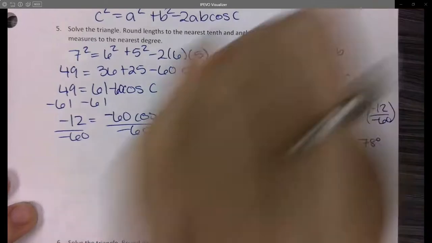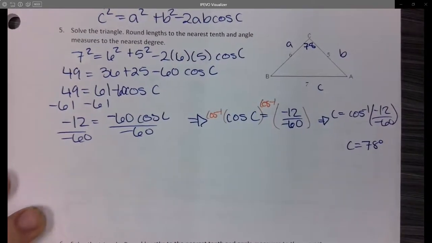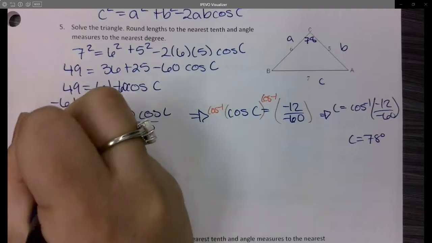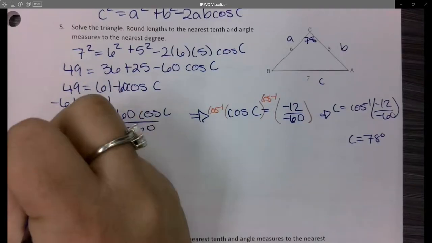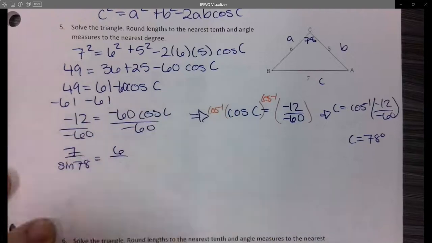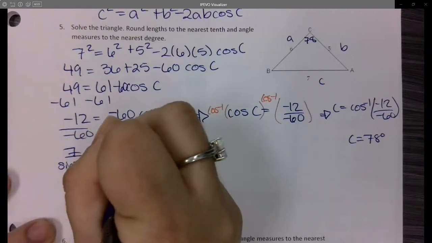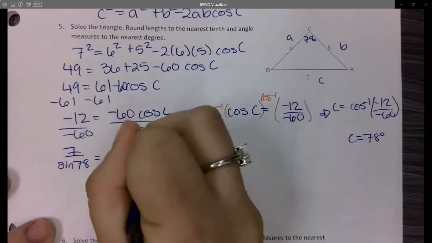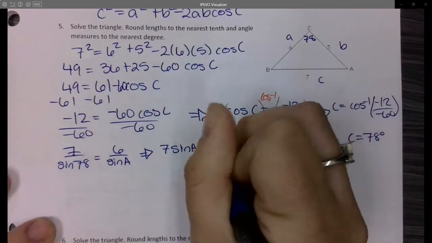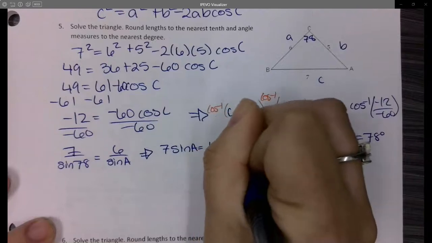Now that I know one of my angles on this triangle, I can go ahead and use law of sines to make it a little bit easier. So I'm going to use law of sines. I'm going to have 7 over sine 78 equals 6 over sine A. Then I want to cross multiply. This is going to get me 7 sine A equals 6 sine 78.